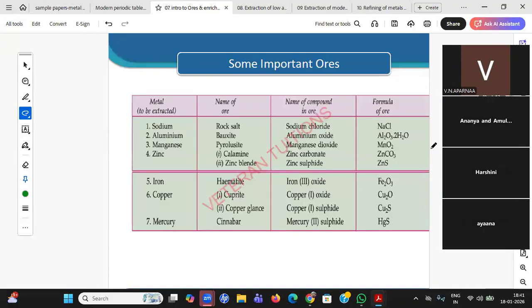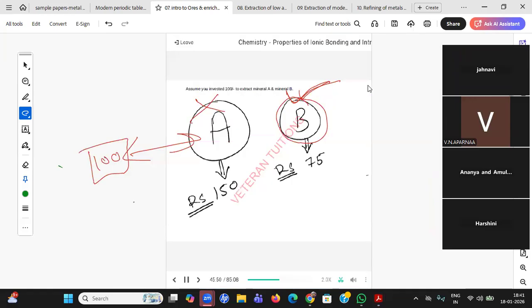Okay. So in that way, student, you should understand the difference between minerals and ores. All minerals can be ores, but all ores can't be minerals. Okay, so I think we have that question also.